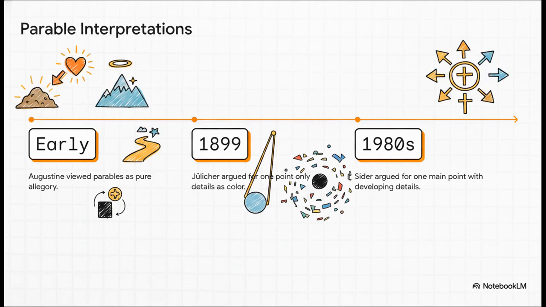Then the pendulum swung completely the other way in 1899 with Adolf Jülicher. He aggressively argued that a parable has one point and one point only, and all the other details are just meaningless color. Finally, in the 1980s, Klyne Snodgrass helped establish the modern gold standard. Jesus' parables have one main point, yes, but the details absolutely do have spiritual counterparts that serve to support and develop that single main truth.